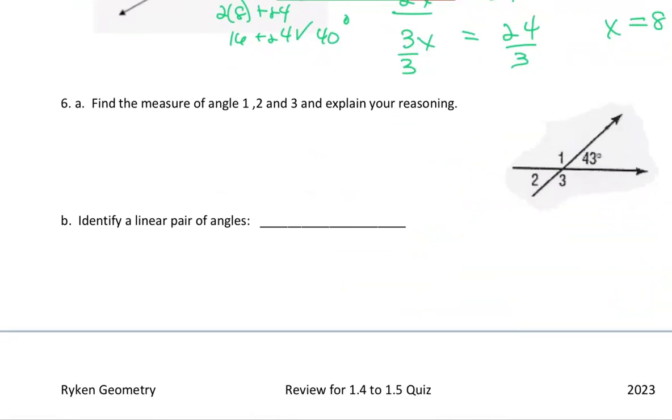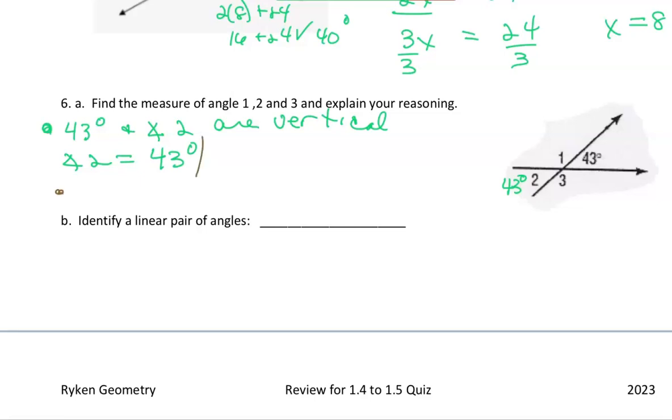Okay, so this one says, find the measure of angles 1, 2, and 3 and explain your reasoning. Okay, so I would say that the 43-degree angle and angle 2 are vertical. Angles are congruent, so therefore angle 2 equals 43 degrees, and I'm going to write that right here. Okay, so that's one observation. Here's another observation. So far I have angle 2.